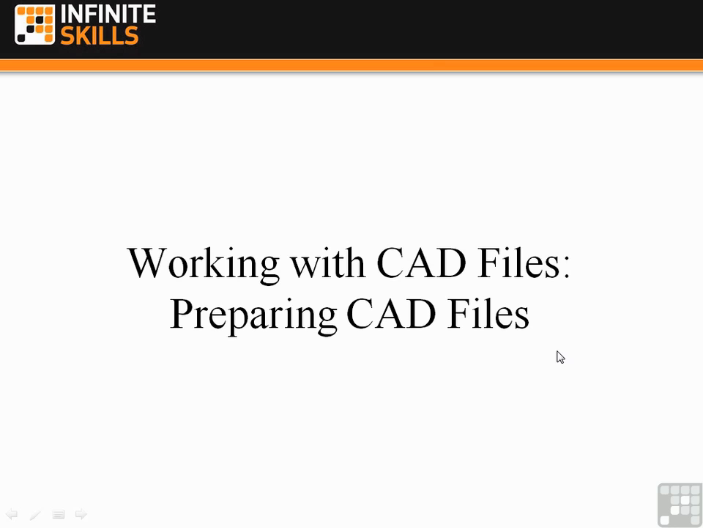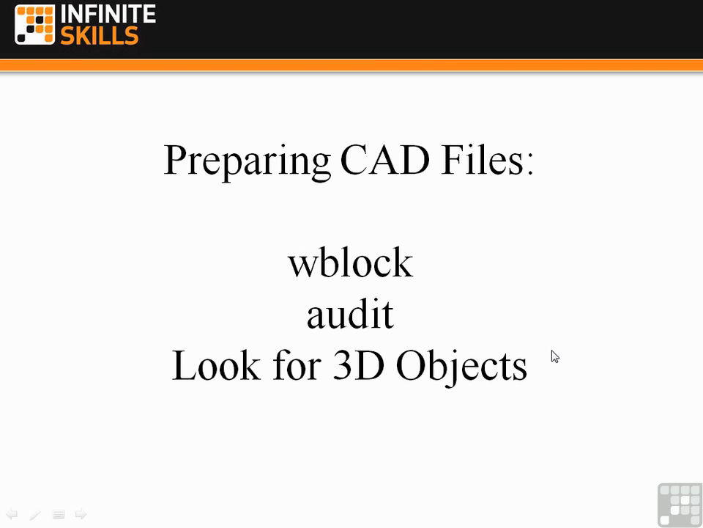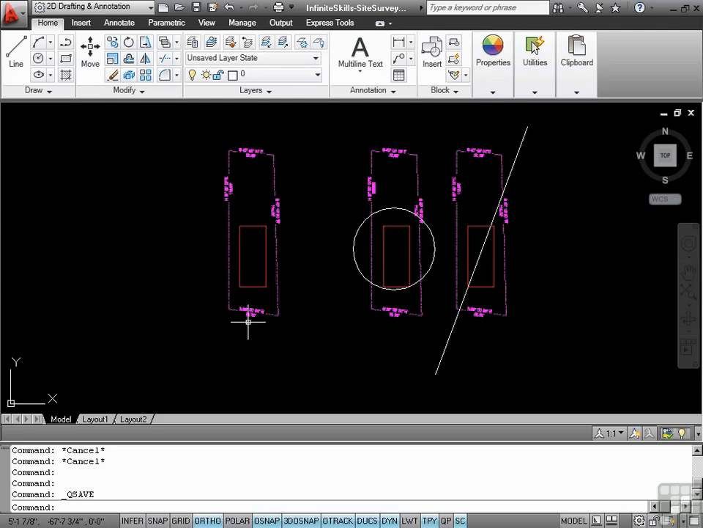We're going to look at bringing in a site plan. But first, we want to talk about preparing the CAD files before we bring them in. So we'll look at W block, audit, and then looking for 3D objects. So we're going to flip over to AutoCAD. Yeah, that's right, AutoCAD. So here we are.